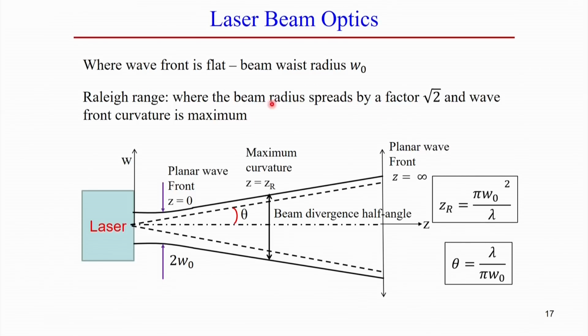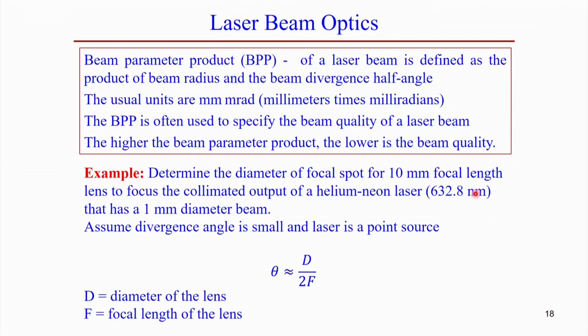So, these are the relations between the half divergence beam angle and the Rayleigh range, or Rayleigh length in this case, in terms of the wavelength of the laser and the waist beam diameter of the laser. Now, there is another parameter that represents the laser beam quality, called the beam parameter product, or in general the BPP.